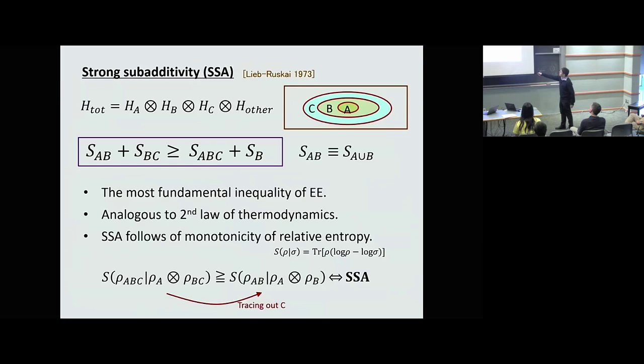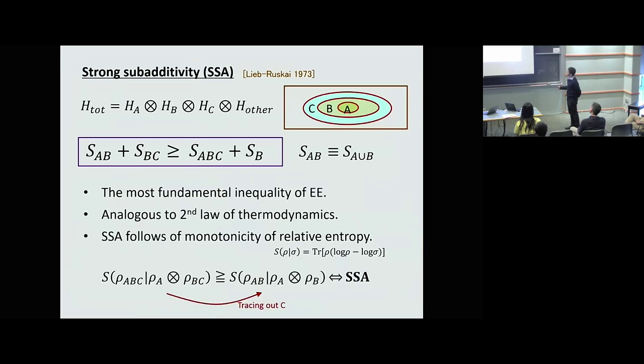And this is the entropy for BC. If we sum this up, it's always greater than these, S_ABC plus S_B. Here S_AB means the entropy of the union of A and B. So this is actually one of the most fundamental inequalities satisfied by entanglement entropy.